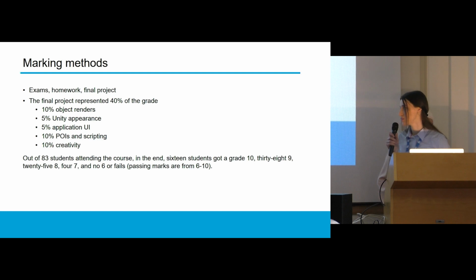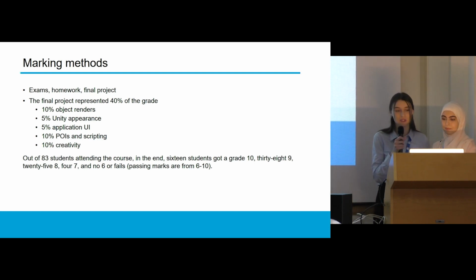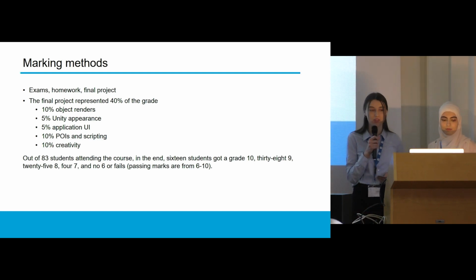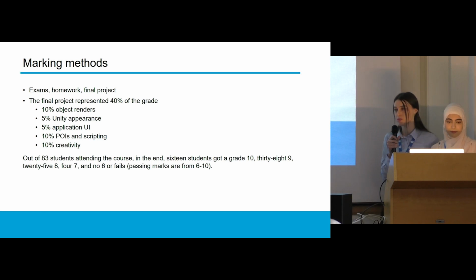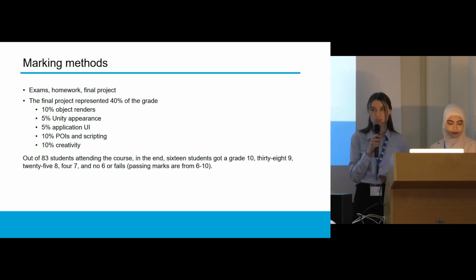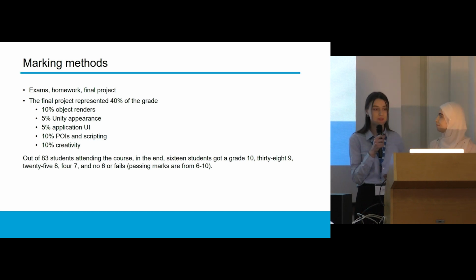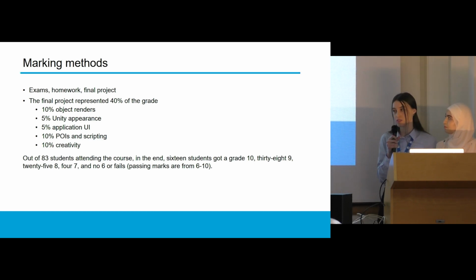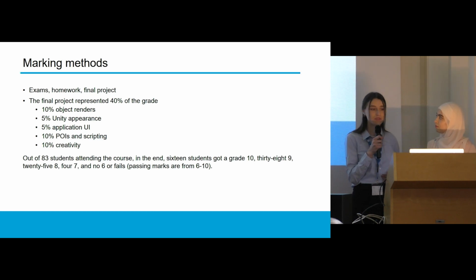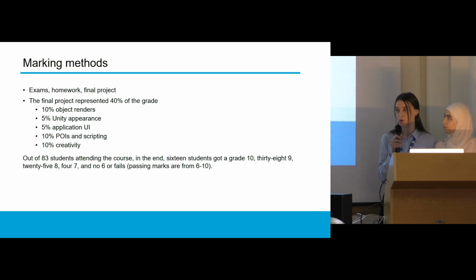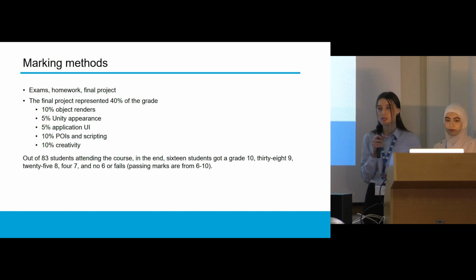Students were marked during this semester at this course through exams, homework, and final project. The final project represented 40% of the students' grade, with 10% going to object renders, 5% to Unity appearance, 5% to Unity user interface, 10% to points of interest and scripting, and 10% for creativity.